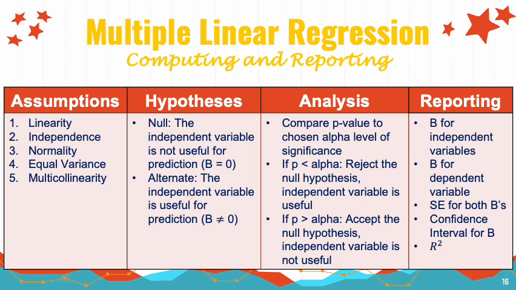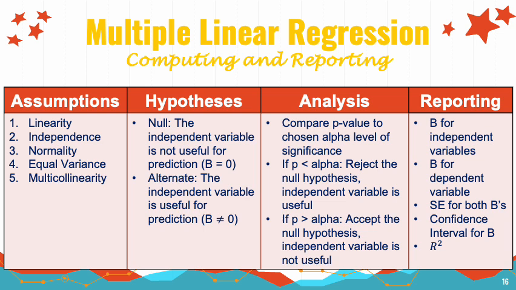If the p-value is smaller than your chosen alpha level of significance, you reject the null hypothesis and say the independent variable is useful in predicting the dependent variable. If the p-value is larger than alpha, you accept the null hypothesis and say the independent variable is not useful for predicting the dependent variable.